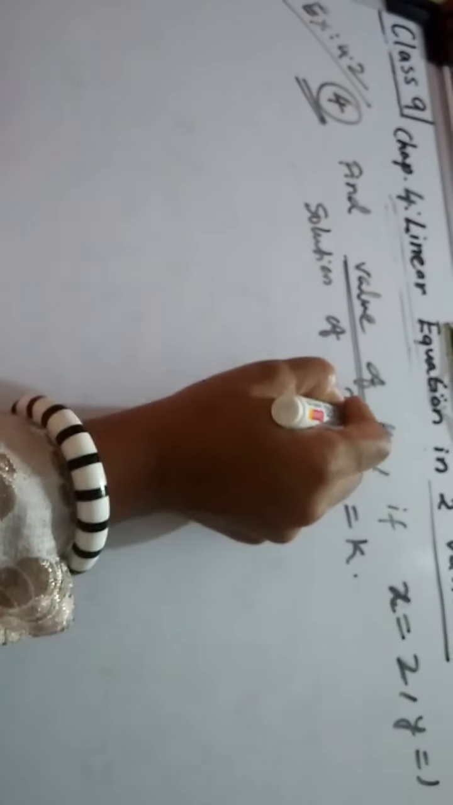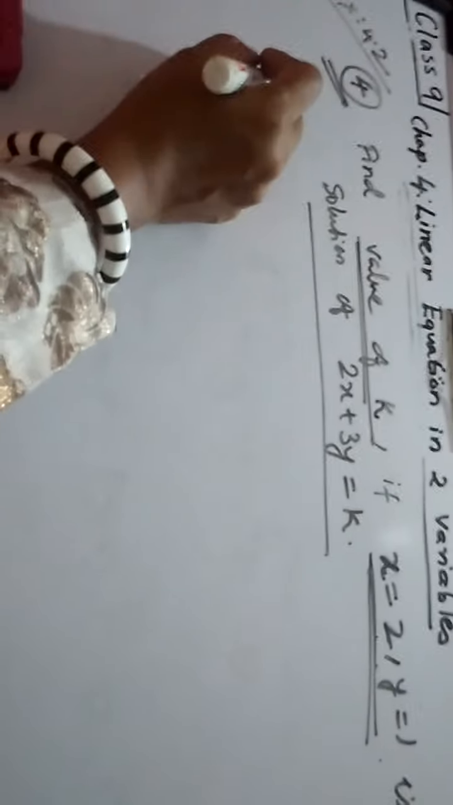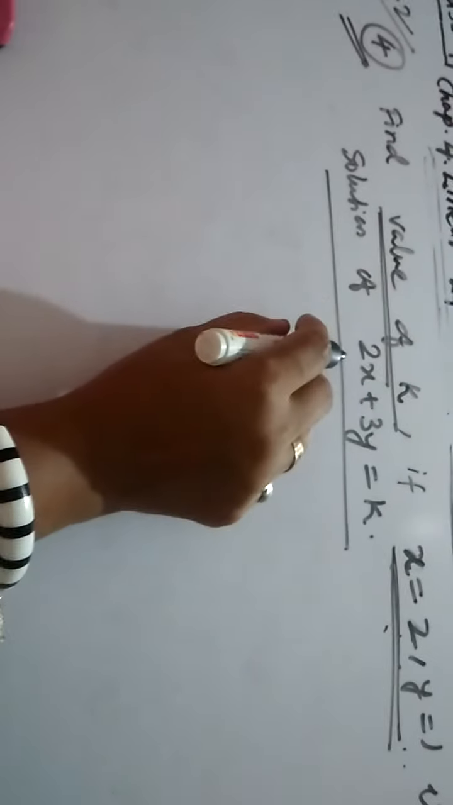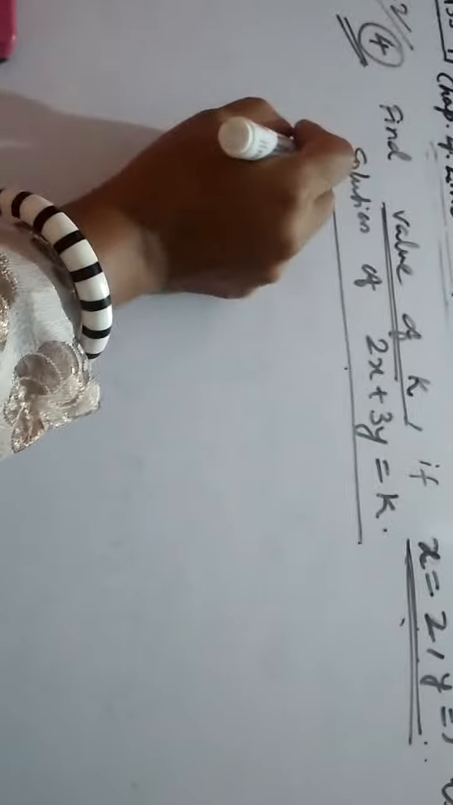What is given? 4.2 fourth example. You have to find the value of k if this is the solution. X is 2 and y is 1. This is the solution for 2x plus 3y is k. So what are we going to do? We know that this value of x and y will satisfy this equation, right? So we'll put the values.